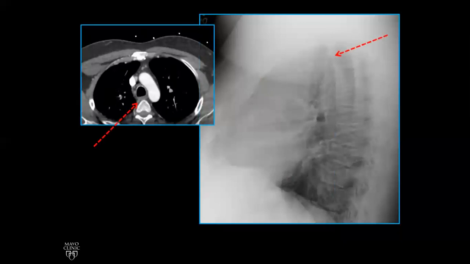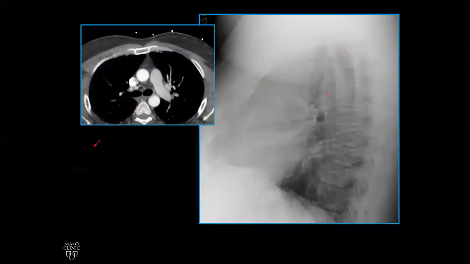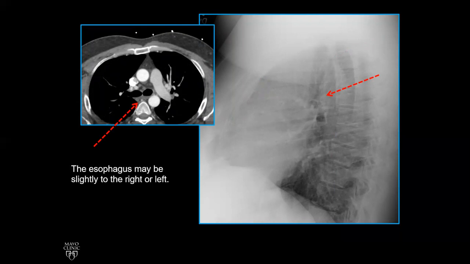Fill it in. And you can see the esophagus runs up by the trachea. Superiorly, it's between the trachea and the spine. We kind of mentioned that previously. Esophagus may be slightly to the left or the right. Again, you can't tell on a radiograph, but you can see that on a CT scan.